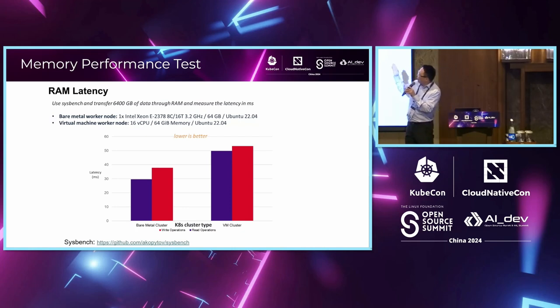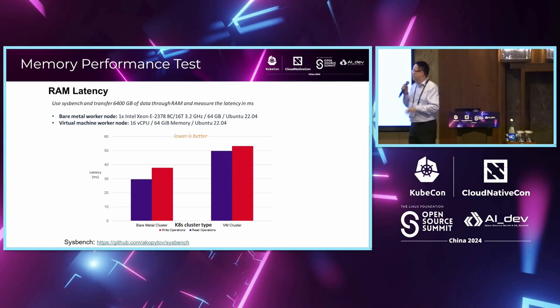First test, we try to retrieve 6400 gigabytes of data from the storage to the memory, and then the second job we compare here is that we try to write the data from the memory back to the storage. So here you can see we are also using the same comparable workload.